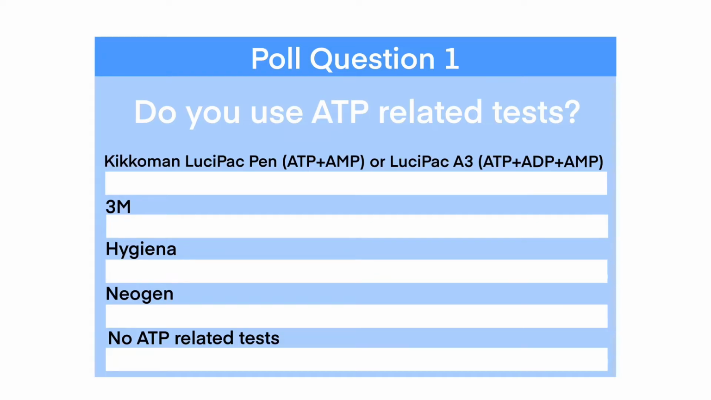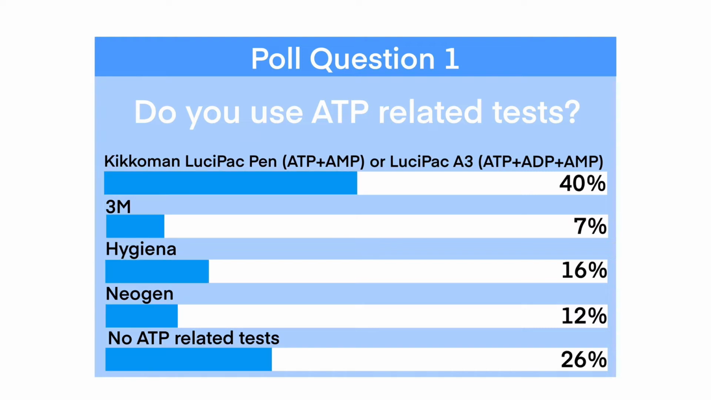Yes, so do you use ATP-related tests? Please do select one of the options you can see on your screen now. And the results will be coming momentarily to your screens. There we go. So 40% said Kikkoman Lucipac Pen or the Lucipac A3. 26% in second place, no ATP-related tests. 16% said Hygiena, 12% said Neogen, and just 7% said 3M.